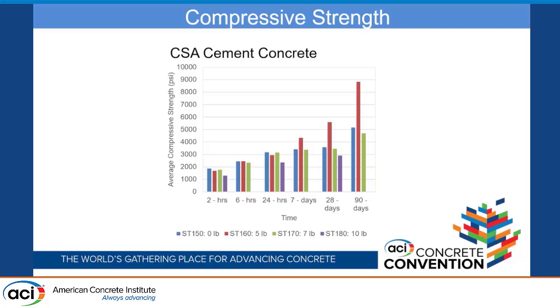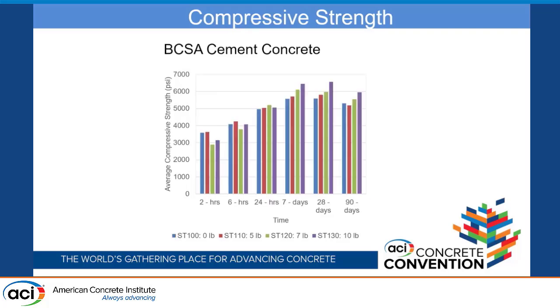And note that this is the CSA cement additive. If we look at the BCSA cement, so the CSA rapid setting material that also includes B-Lite, we see as we get to later ages some additional increase in compressive strength that's likely from the hydration of that B-Lite within the cement system.